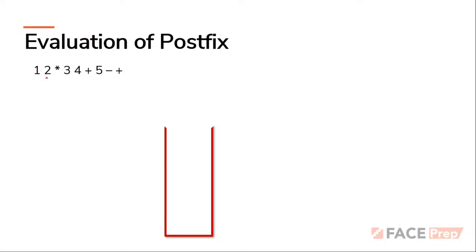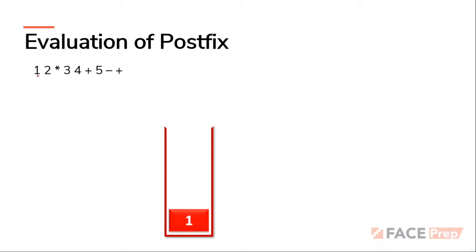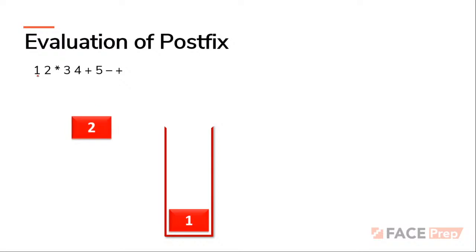When I get an operator, what should I do? I'll tell you. First point, when I get an operand, insert inside the stack. What is the first element? 1. 1 is an operand. If it is an operand, I should push it inside the stack. I have inserted it inside the stack. Next, 2. Again it is an operand. So what should I do? I have to insert inside the stack. I have inserted. Great. What is the next element? Star. What do we call a star?